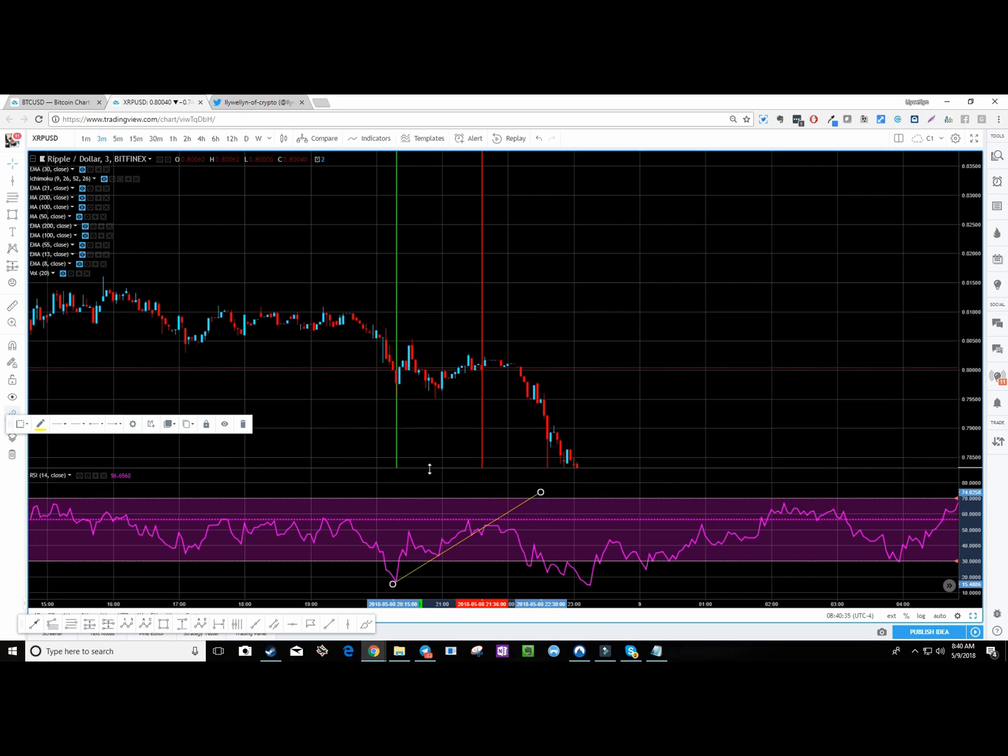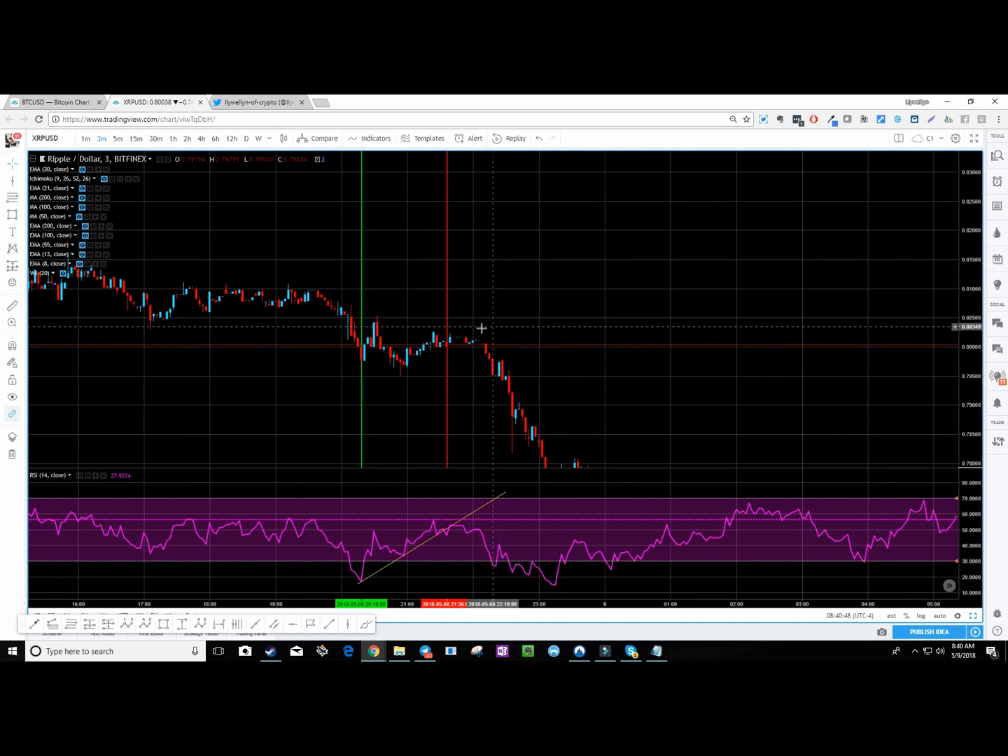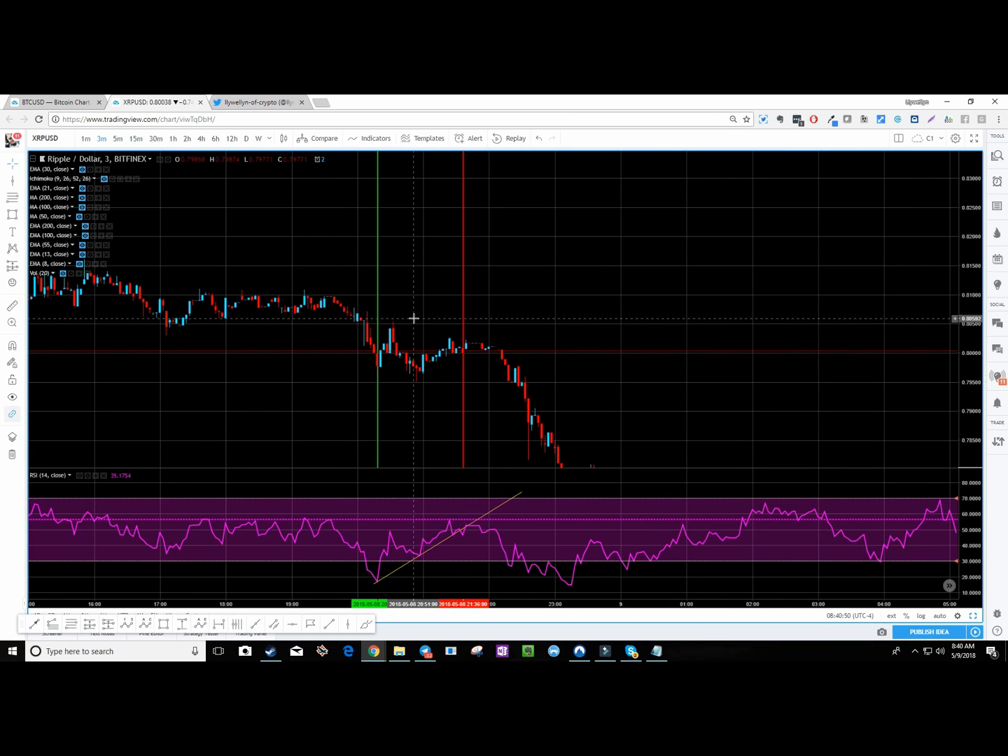Even I still make mistakes, but this is why it's important to have some guidelines that you follow. Not that you have to follow them like a robot, but when the system is giving you clear signals, and to me this is a very clear RSI trend line, this should have been a clear signal. I was sitting here thinking, should I sell? Should I close this trade?